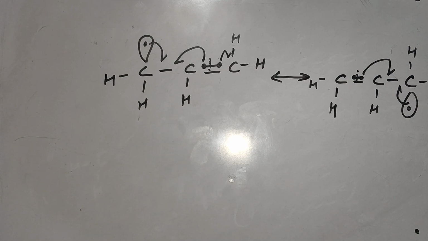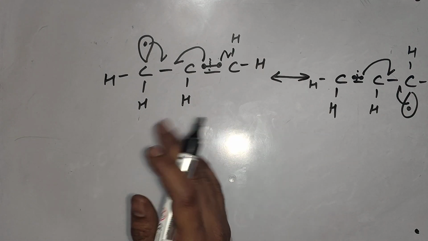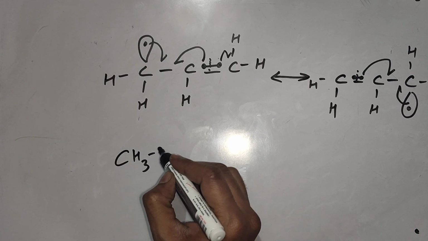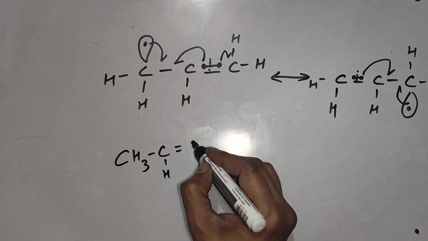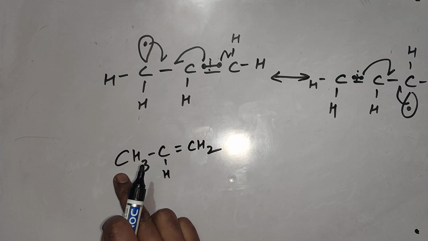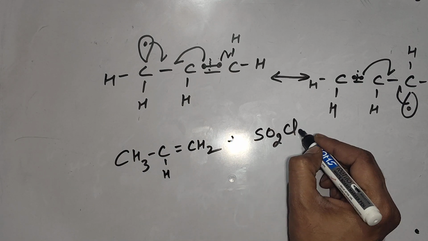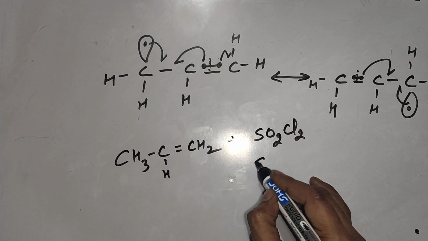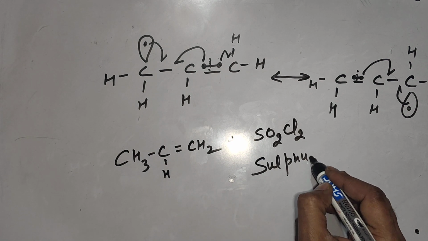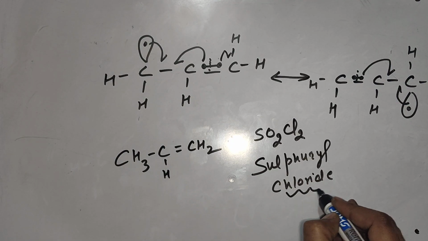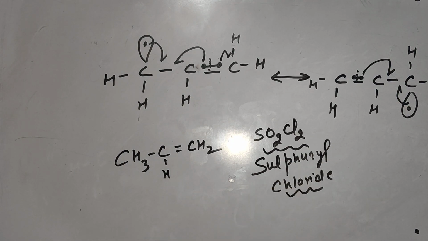So that's it. This is the end of allylic chlorination. One more reactant you can use for allylic chlorination also. Suppose we have allylic carbon over there, SO2Cl2, sulfuryl chloride. This reagent we can also use for allylic chlorination.